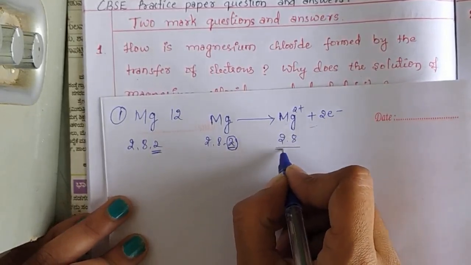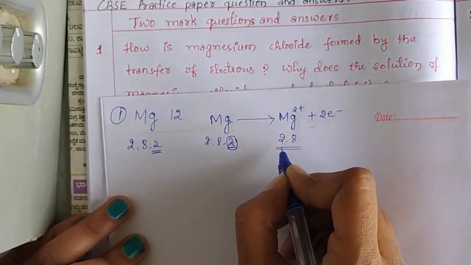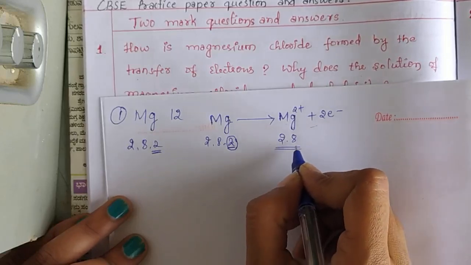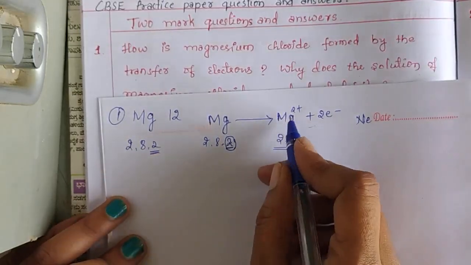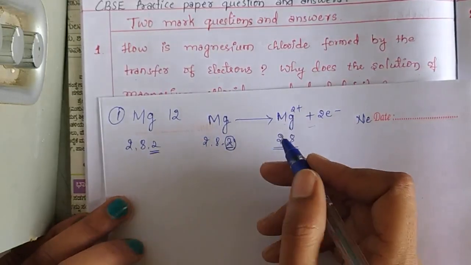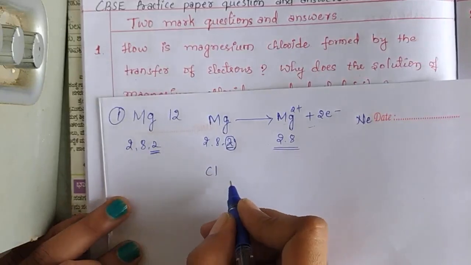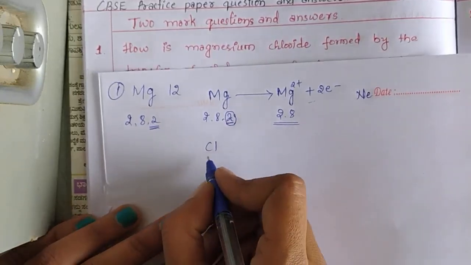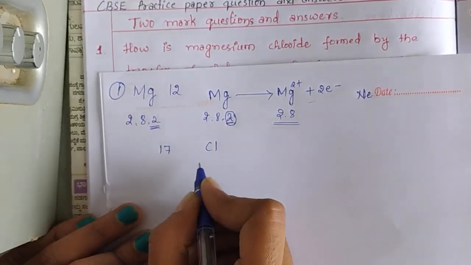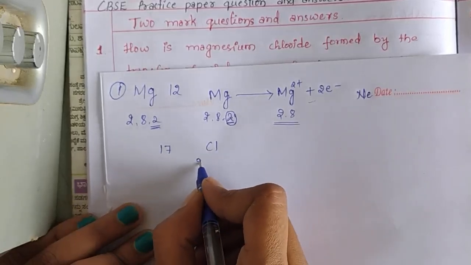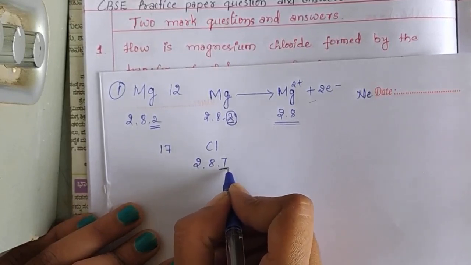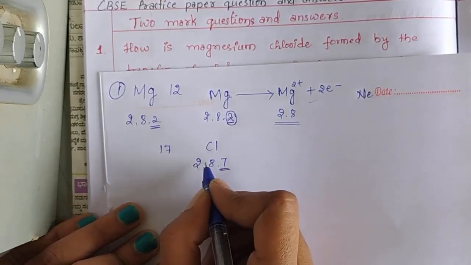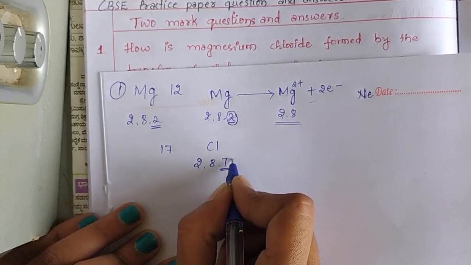It is the stable noble gas electronic configuration of neon. So this magnesium cation is stable. Next we will see chlorine. The atomic number of chlorine is 17 and its electron distribution is 2, 8, 7. This is the outermost shell of chlorine, and 7 electrons are present in it.